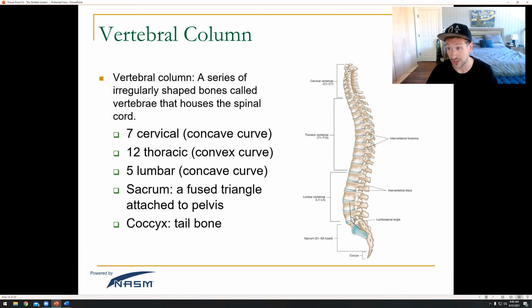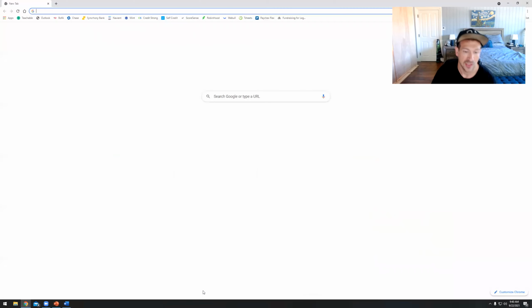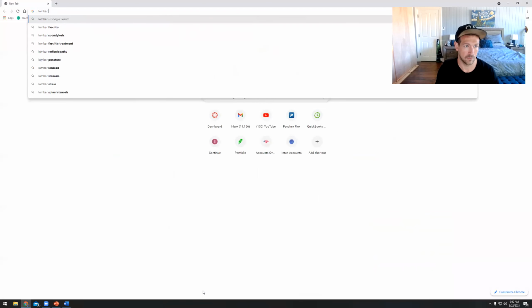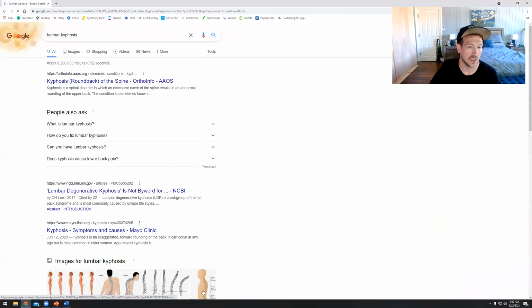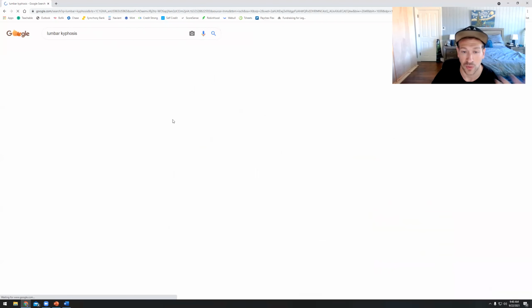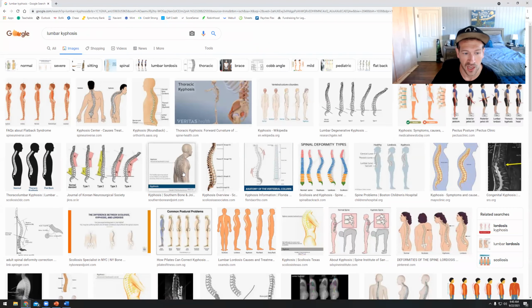And it's not perfectly straight. It makes this kind of S curve, right? You can see all the discs have a good amount of space in between them. That's exactly what we're looking for. So if we flatten our spine out, if we have a rounded back posture, we call that lumbar kyphosis. It's like a straight spine, right?